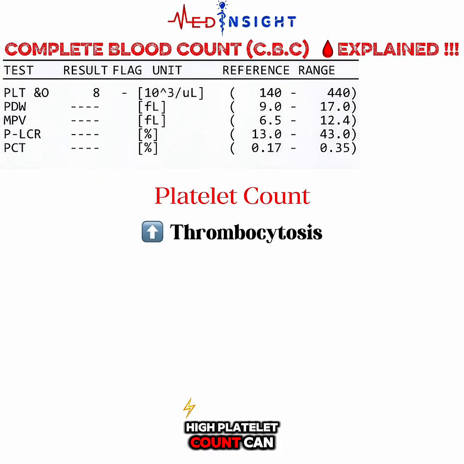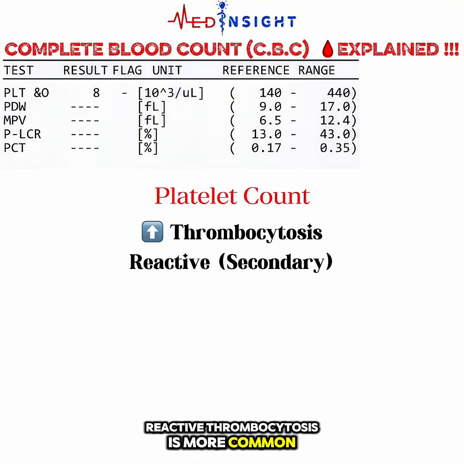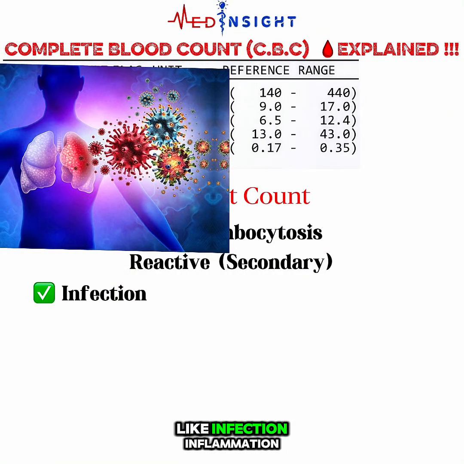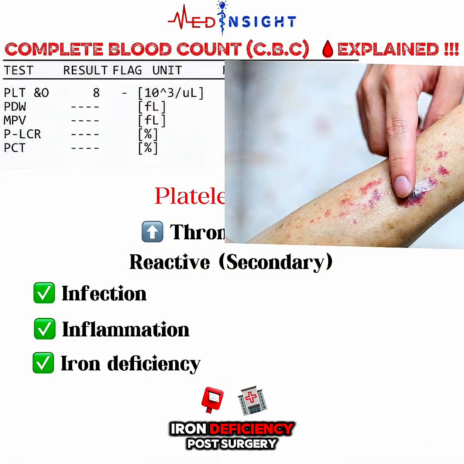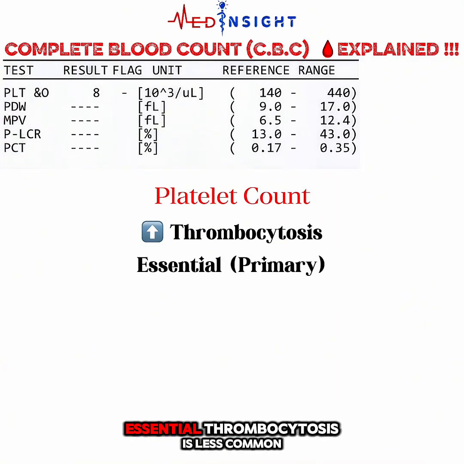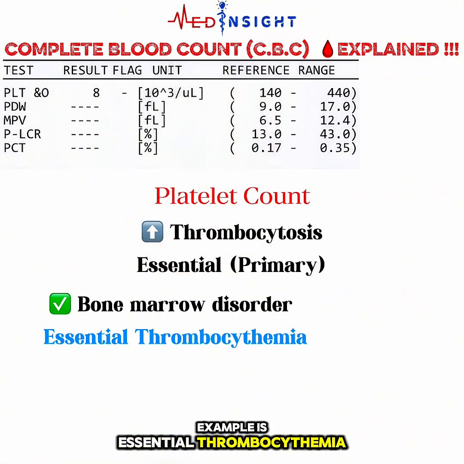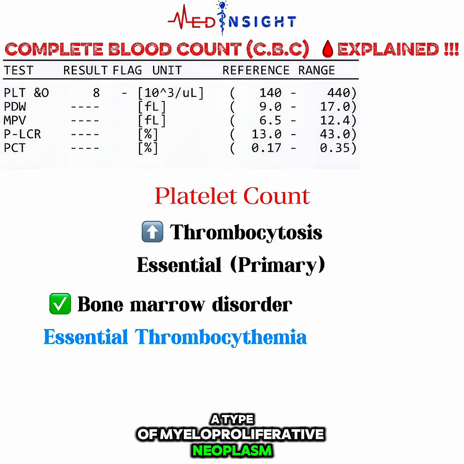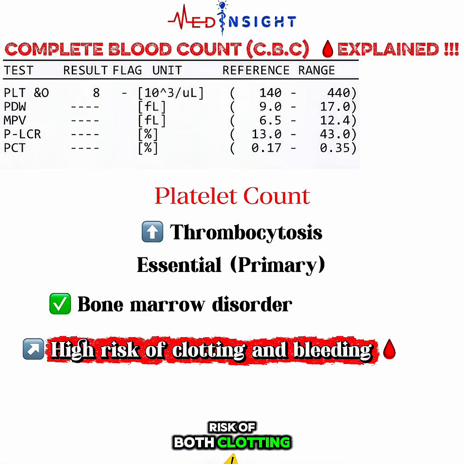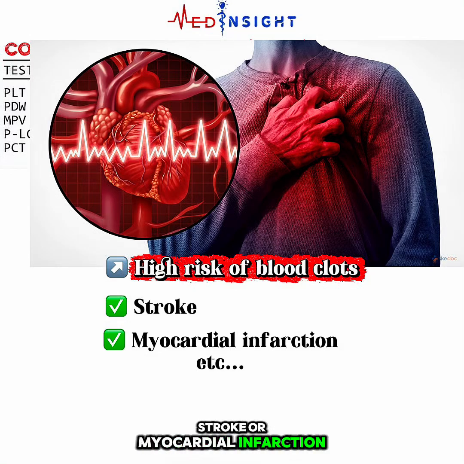Thrombocytosis, that is high platelet count, can be divided into reactive and essential thrombocytosis. Reactive thrombocytosis is more common. There is an increase in the number of thrombocytes in response to an underlying condition like infection, inflammation, iron deficiency, post-surgery, or cancer. Platelet function is usually normal. On the other hand, essential thrombocytosis is less common. It is caused by bone marrow disorder. Example is essential thrombocythemia, a type of myeloproliferative neoplasm. This carries a higher risk of both clotting and bleeding due to dysfunctional platelets. Thrombocytosis increases the risk of blood clots, which can lead to stroke or myocardial infarction.